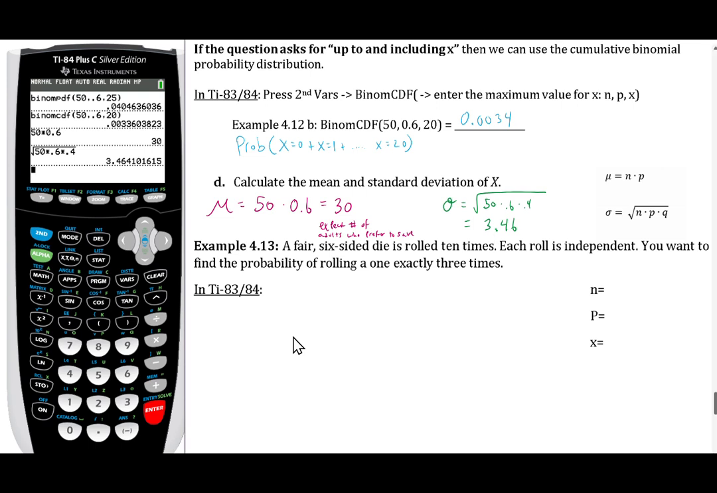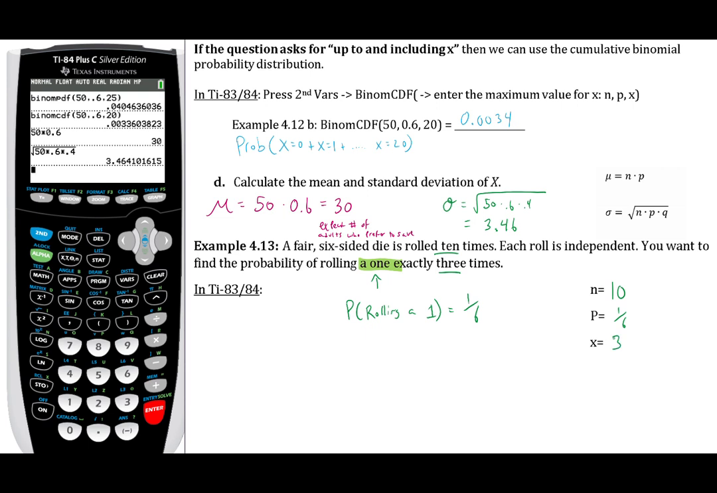If we were to just ask the question, what are the outcomes of rolling a 6-sided die, we would not consider that a binomial experiment because there are 6 outcomes. However, if we are looking for a 1, we now have a binomial experiment. So the number of rolls would be 10, because we're rolling the die 10 times. The probability of rolling a 1 would be 1 out of 6. We're looking for exactly 3 1s.